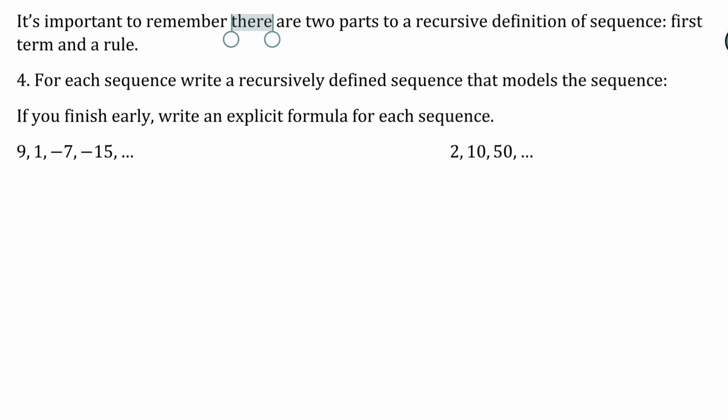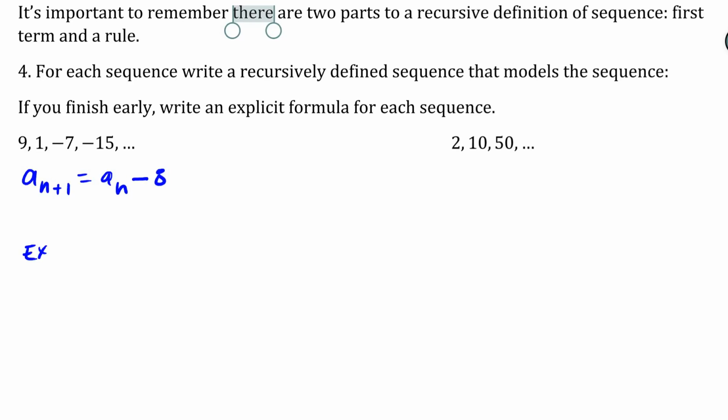So if I wanted to give a recursive sequence for this, I know any term is equal to the previous term minus 8. That's my recursive sequence. To find an explicit formula, I would give a sub n is equal to 9 minus 8 times n minus 1.